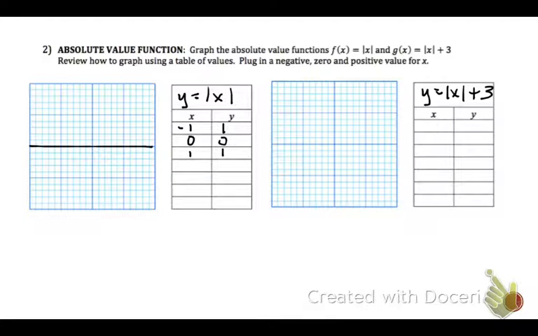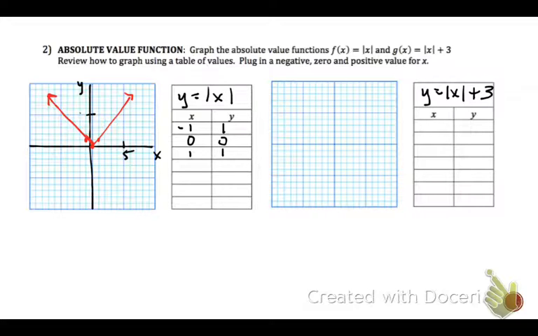So draw your xy axes, label your axes and your scale. And then let's plot those points: negative 1, 1, 0, 0, 1, 1. Now this graph does not have any curve to it. It's a V-shaped graph. And so this is the parent function. Again, notice the vertex, the base of the V, is at the origin, and it opens up.